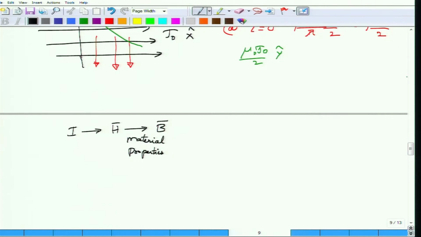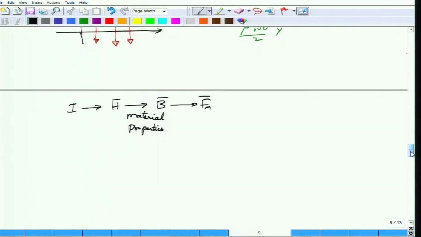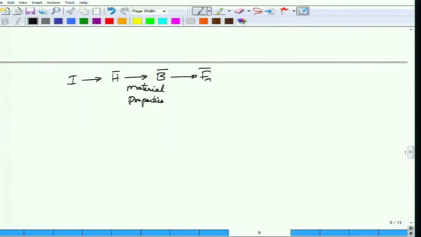So, I generates H, H generates B, and B applies a force on the charge or the current. This is the sequence that we would be following when we want to model magnetic material effects. So, in that spirit, we want to introduce H and we want to find out what is this relationship between H and I.